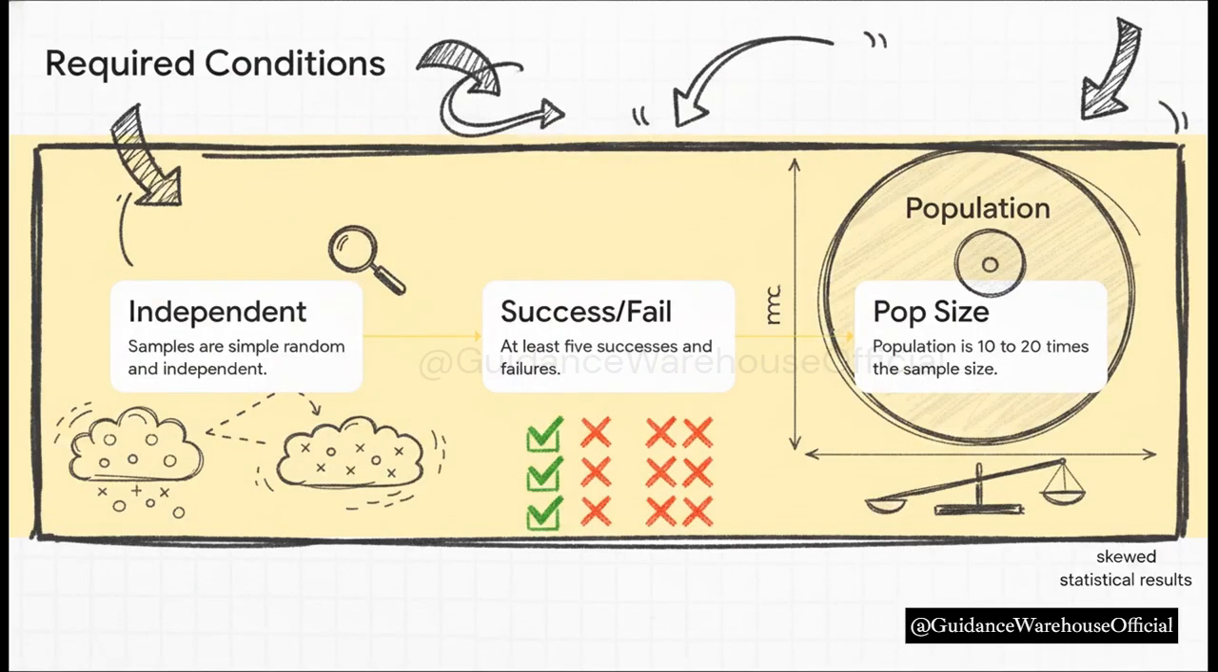Now wait, this is super important. Before we even think about calculating anything, you must verify three specific conditions. First, the two samples have to be completely independent, simple random samples. Second, the number of successes and failures in both samples must be at least 5. And third, the overall population needs to be at least 10 to 20 times the size of your sample. Why? Well, if you oversample a population, your results are going to be skewed and entirely incorrect. We definitely don't want that.